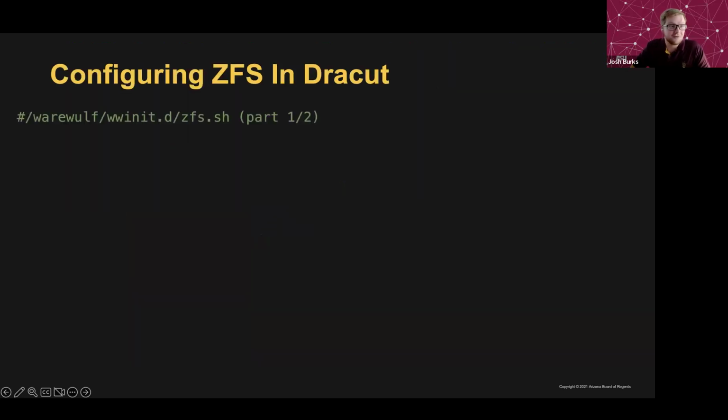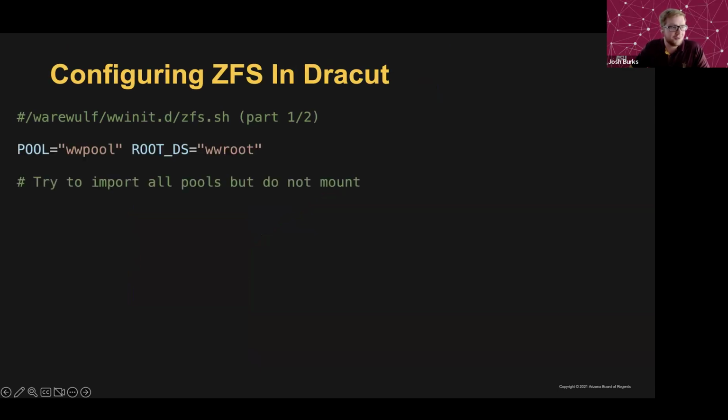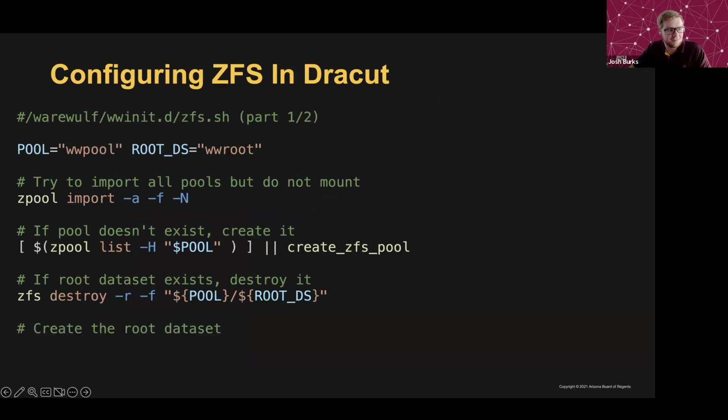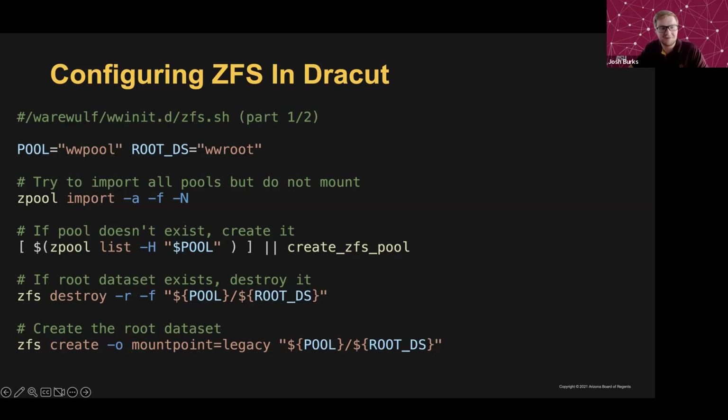So if we put a script in here, let's call it zfs.sh, define a couple variables for our pool name and data set name, see if we have any ZFS pools available already. And if we don't, we'll go ahead and create our pool. We'll go ahead and destroy our root file system if that exists, and then recreate it. So this would happen every single reboot. We'll import our pools, destroy our root file system, and recreate our root file system. The mount point legacy there basically means don't set a specific path to mount this data set at. We will manually mount it later.